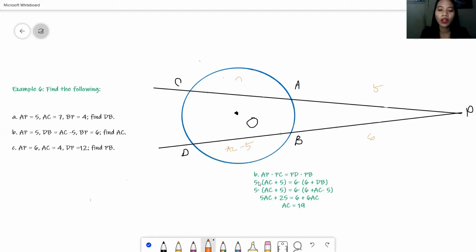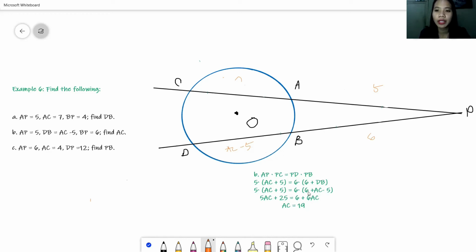So AP, let us plug in the value of AP, which is 5, and then the value of PC, which is AC plus 5. Since our AC is unknown, it equals 6 times 6 plus the value of DB, which is AC minus 5. So 5 times AC is 5 AC plus 5 times 5 equals 25. Then on the other side, 6 times 6 plus AC minus 5.